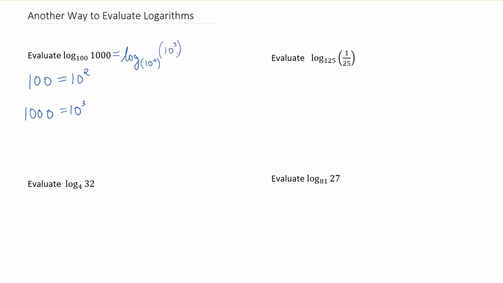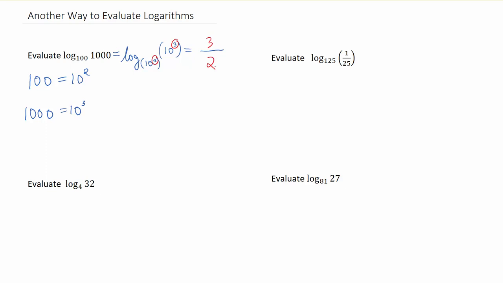Now here's what I do. I take those new exponents, I take that 2 and I take that 3. And so this logarithm ends up being equal to the ratio of those two numbers, 3 over 2. The log base 100 of 1000 is 3/2.